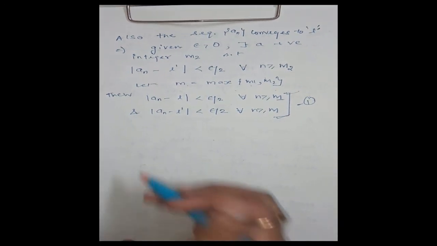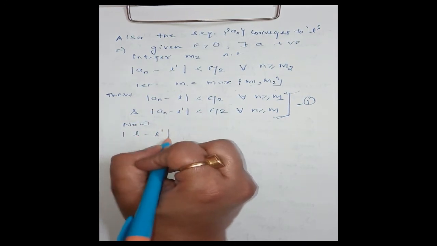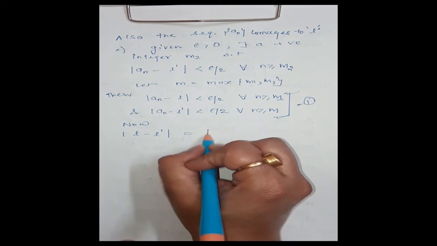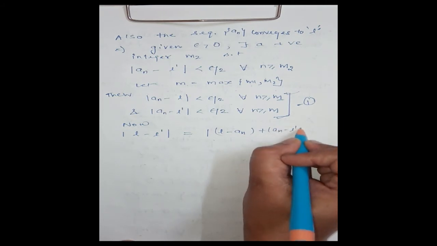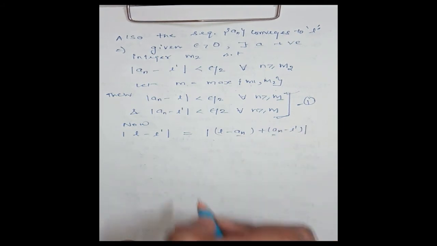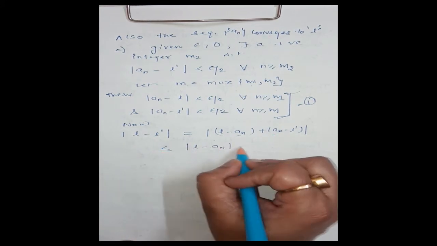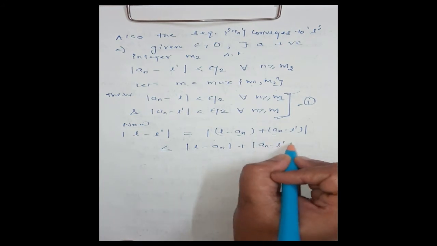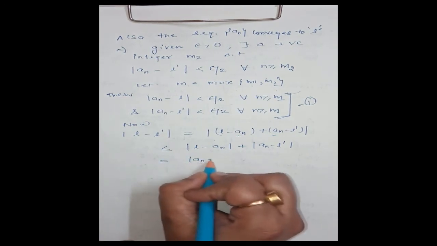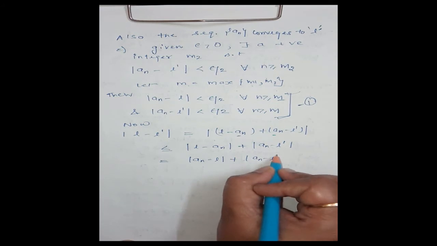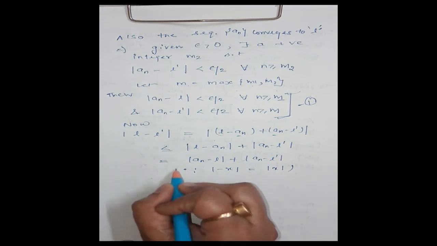Now we consider mod L minus L dash. Adding and subtracting a_n, this is mod of L minus a_n plus a_n minus L dash. By the triangle inequality, this will be less than or equal to mod L minus a_n plus mod a_n minus L dash. Clear? Now this is equal to mod a_n minus L plus mod a_n minus L dash, since mod of minus x is the same as mod x. Clear?